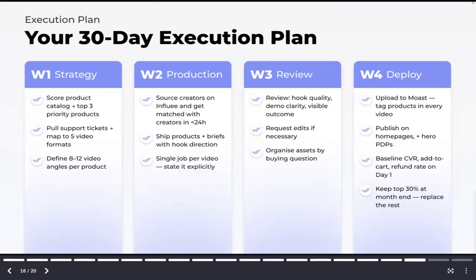You should look at your product catalog and identify the top 3 priority products. You should also look at your support tickets and see what the main objections of your customers are. Basically, you need to map those objections and topics according to the 5 formats that we talked about. Then you should also define the 8 to 12 video angles per product. So this will be your week 1 strategy.